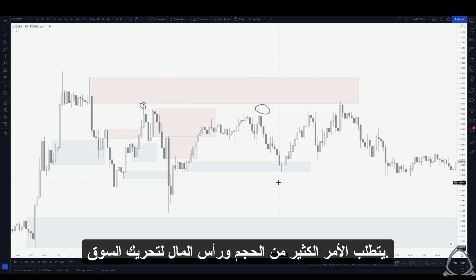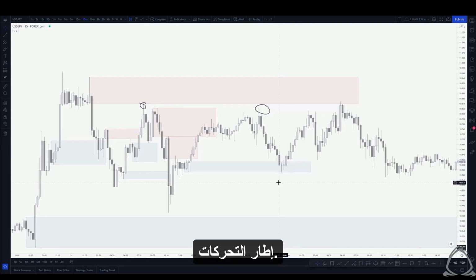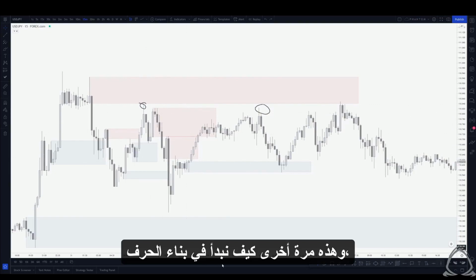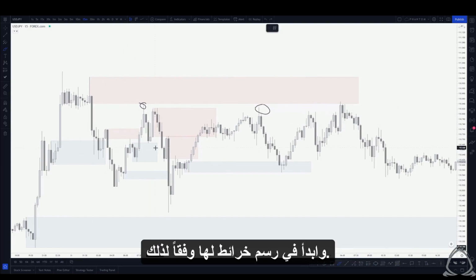It takes a lot more volume and capital to move the market, especially when we're looking at higher time frame moves versus lower time frame moves. And this is, again, how we start to build trades. This is how we start to quantify certain supply and demand zones and begin to map them out accordingly.